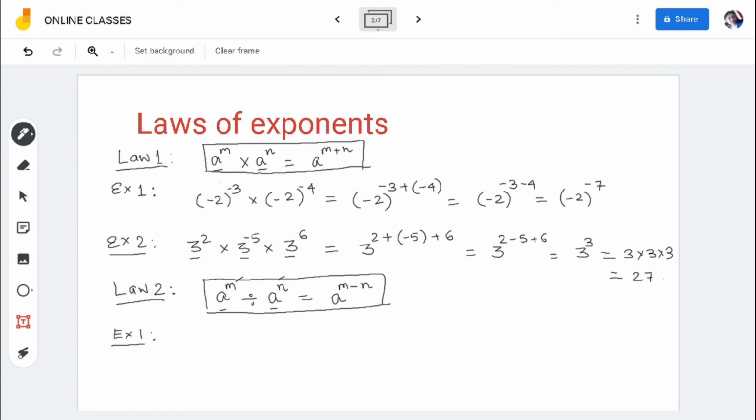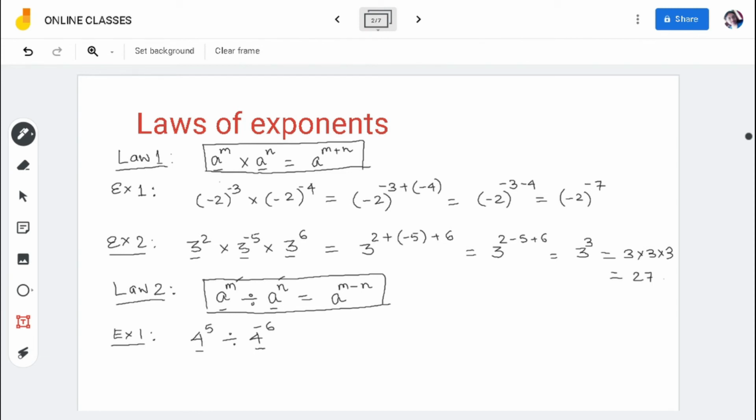Just suppose we are having 4 to the power 5 divides 4 to the power minus 6. We have to solve this by using the law. If we compare this with the second law, we see that the bases are same, 4 and 4, but the powers are different. So we can apply this law.